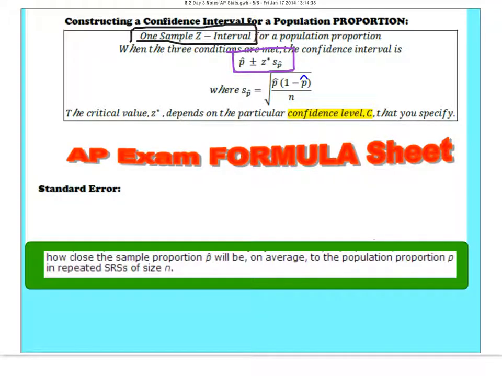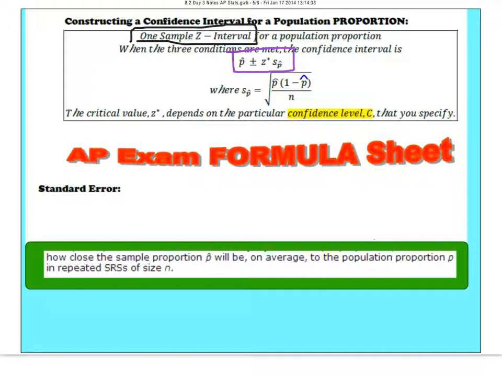And all we're going to do is take our point estimate. So we take p hat plus or minus our critical value using the Z table or the normal distribution times the standard deviation of the proportion. Keep in mind the standard deviation of the proportion is the square root of p hat times 1 minus p hat all over n, and then take the square root. Now this can be found on the AP formula sheet.